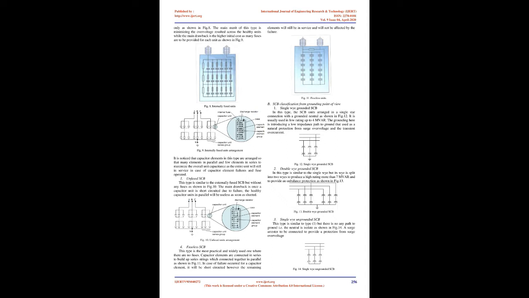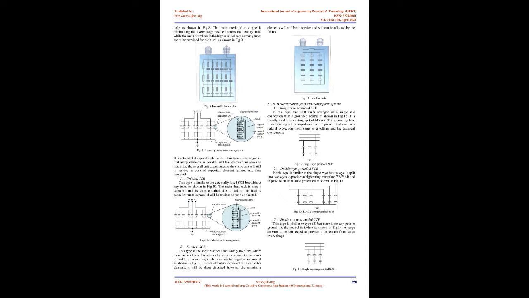In this type, the SCB units are arranged in a single star connection with a grounded neutral, as shown in Fig. 12. It is usually used in low ratings up to 4 MVAR. The grounding introduces a low impedance path to ground that is used as a natural protection from surge overvoltage and transient overcurrent.